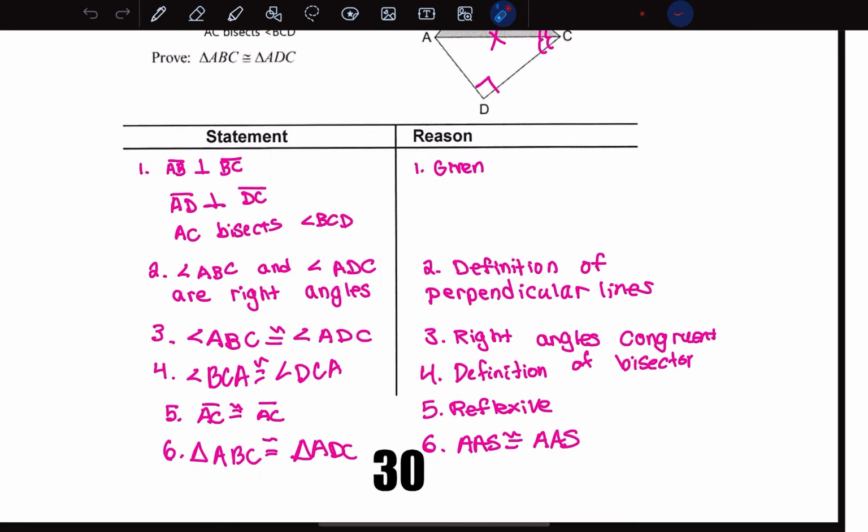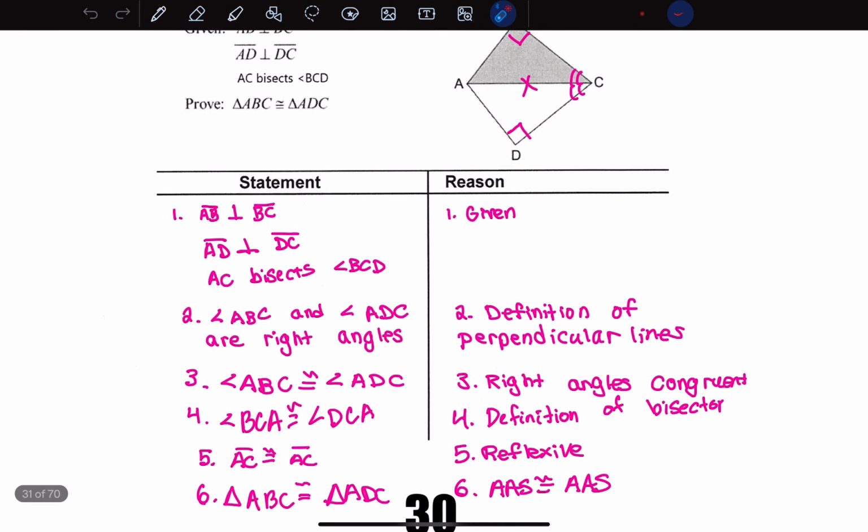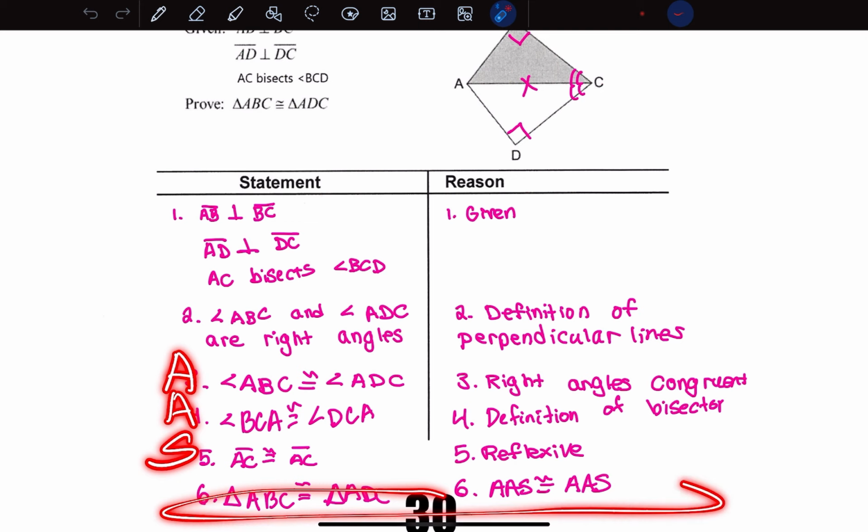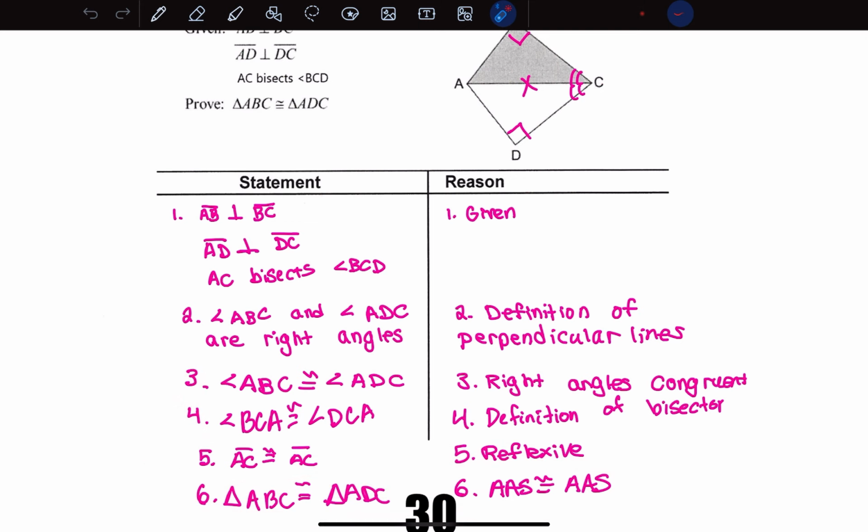So start with your given information. Then state that you have right angles by the definition of perpendicular line. You know that those angles are congruent because right angles are always congruent. Use your definition of a bisector to get your pair of congruent angles. Reflexive, AC is congruent to AC to finally get our side, because now we have angle, angle, side. So our triangles are congruent, angle, angle, side.